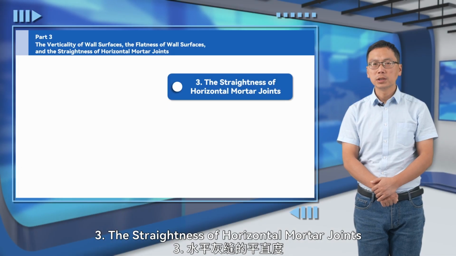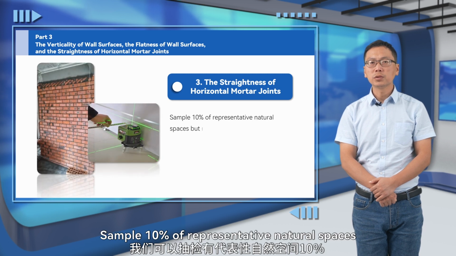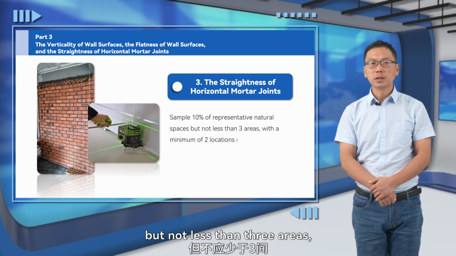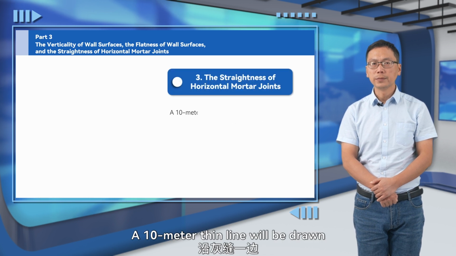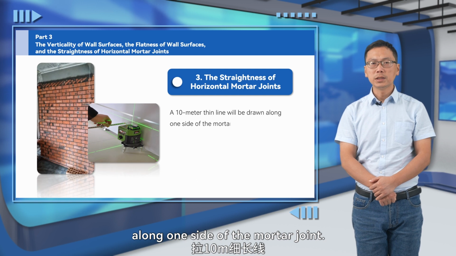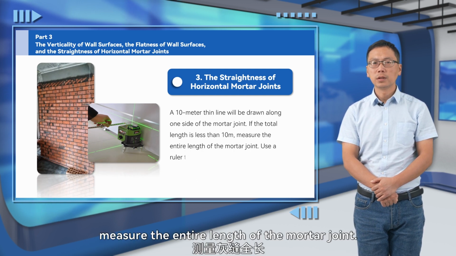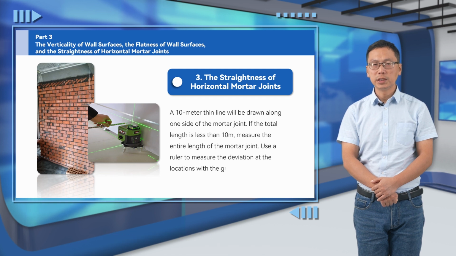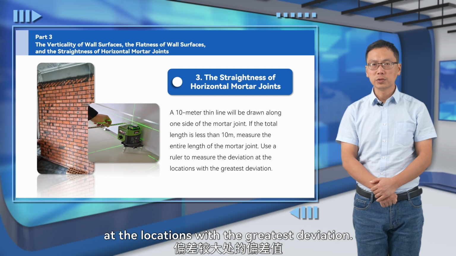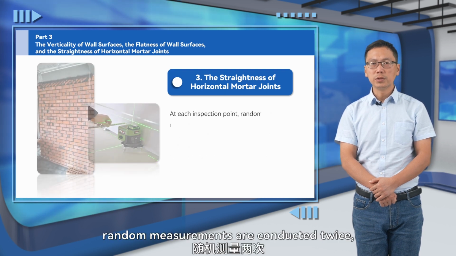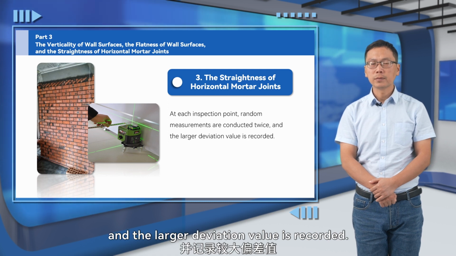3. The straightness of horizontal mortar joints. Sample 10% of representative natural spaces but not less than 3 areas, with a minimum of 2 locations each. A 10-meter thin line will be drawn along one side of the mortar joint. If the total length is less than 10 meters, measure the entire length of the mortar joint. Use a ruler to measure the deviation at the locations with the greatest deviation. At each inspection point, random measurements are conducted twice, and the larger deviation value is recorded.